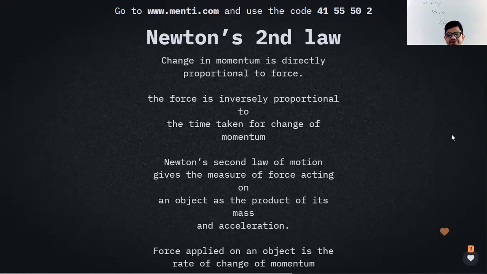And the last point is saying force applied on an object is the rate of change of momentum. If we are changing the momentum, actually we are getting the force. Mass into velocity with respect to time, upon time, means it gives mass into acceleration.